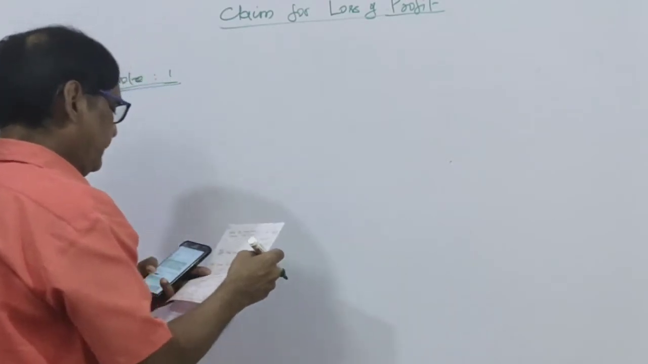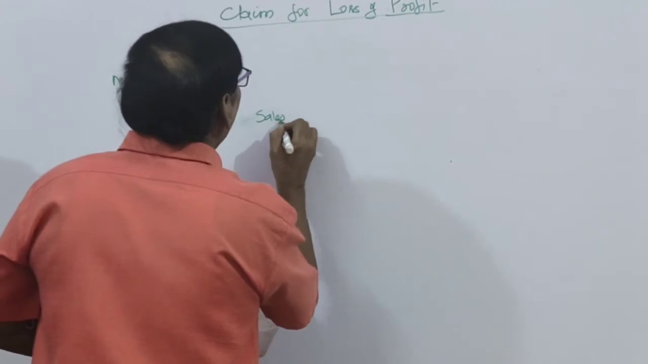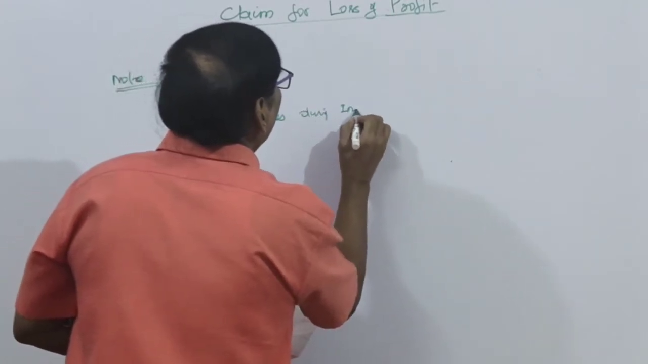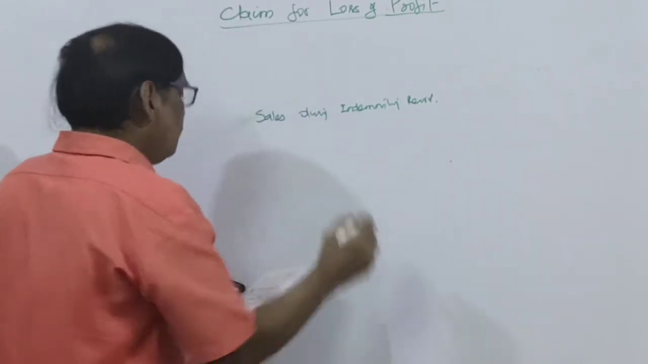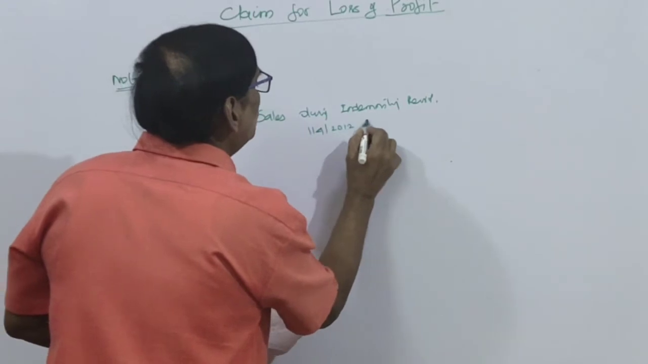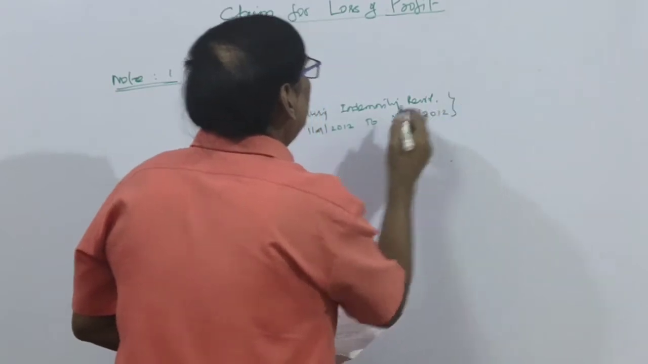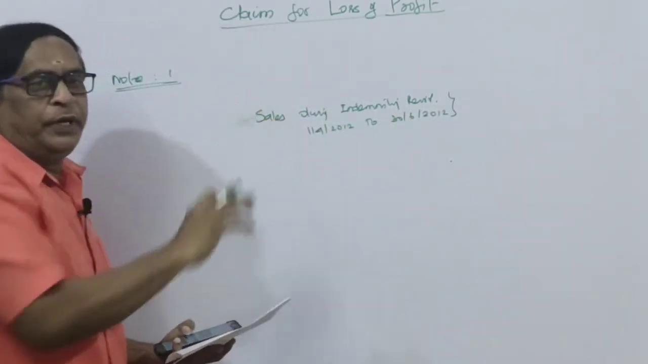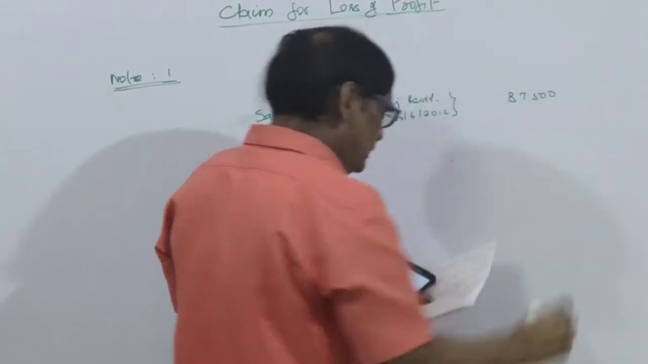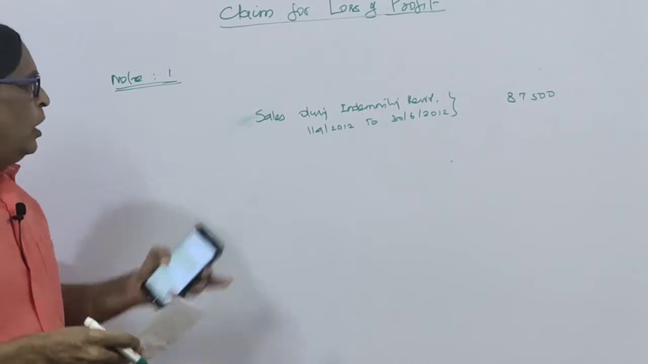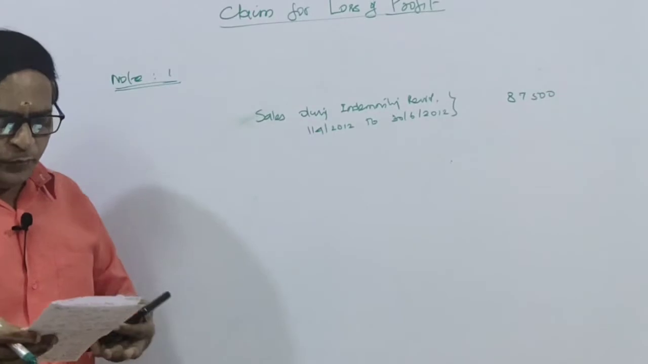That is the sales during the indemnity period. Indemnity period means what? 1st April 2012 to 30/6/2012. This is an indemnity period, a business dislocated period. So in this period, how much turnover? 87,500 rupees. This is the actual turnover after the fire has happened. The turnover during the indemnity period is 87,500 rupees.